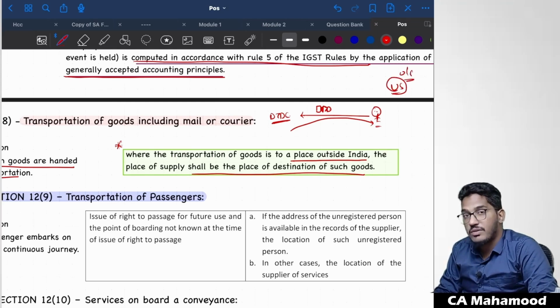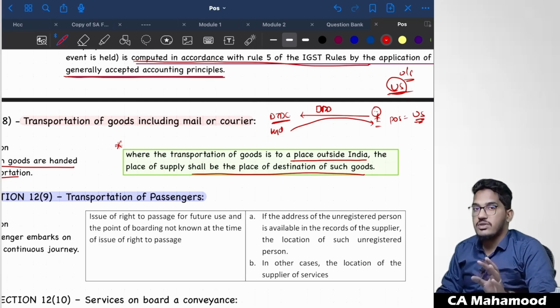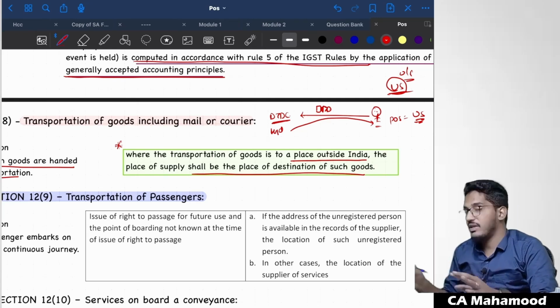For these cases, what will be the place of supply? The place of supply will be destination. What is the destination? US is a destination. The place of supply will be US. Now you will say, sir, DTDC is in Hyderabad, but place of supply is in US. What will be the GST, sir? It will be treated as export of services. Generally, IGST should come on these transactions, but there are certain exemptions and all, which will be discussed later at the CFN level. Not relevant now.